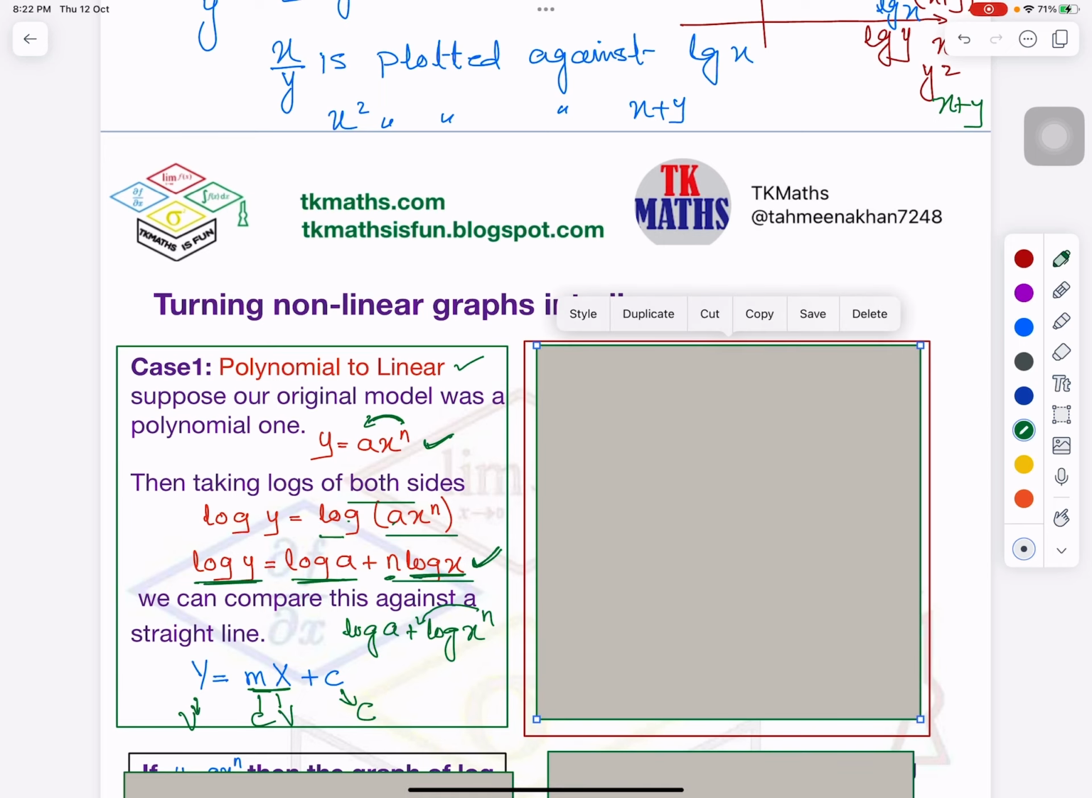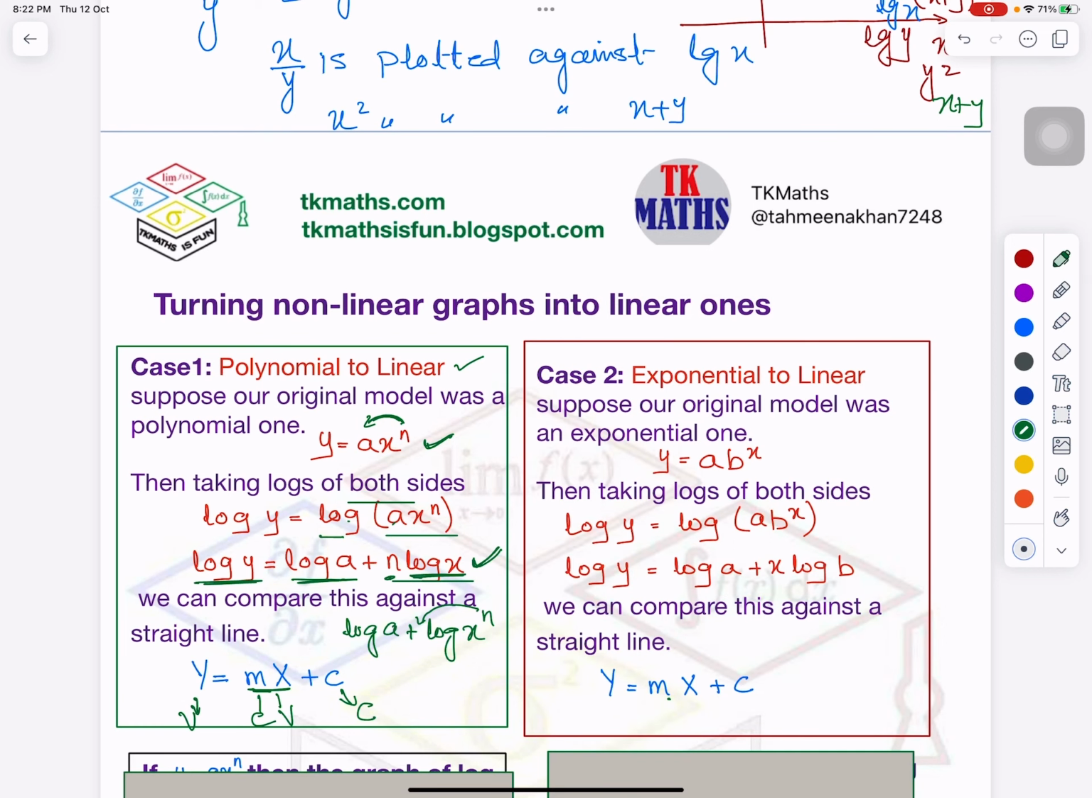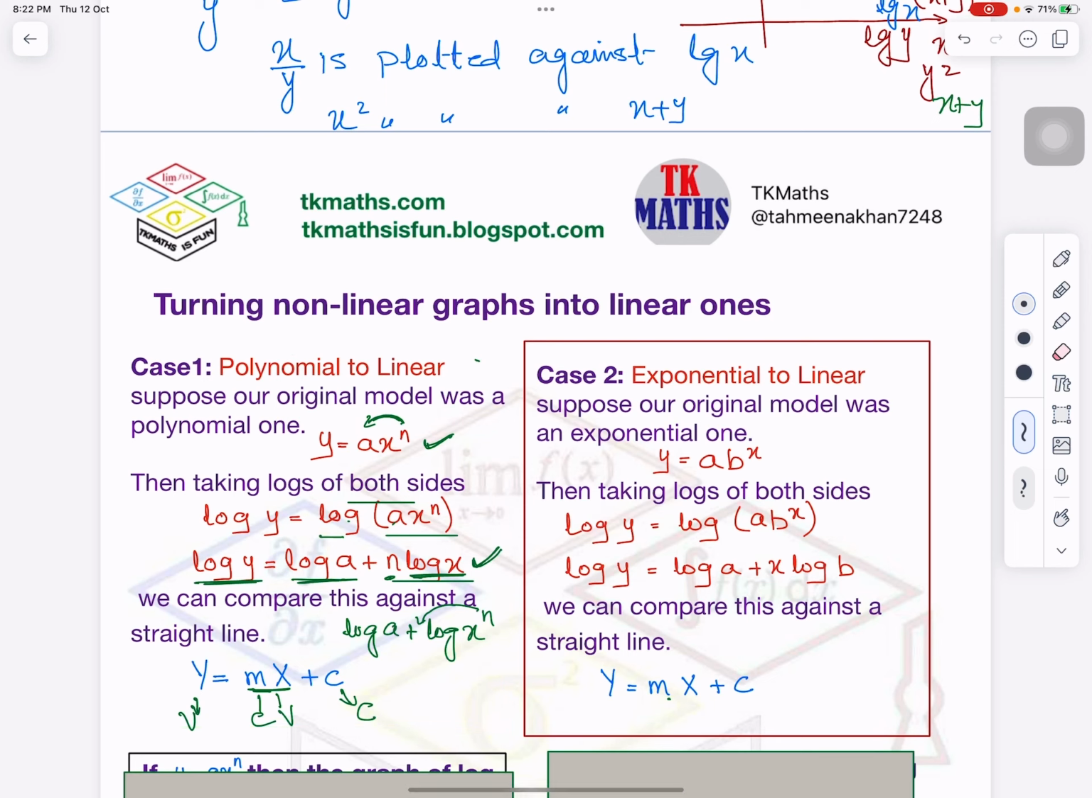Okay, I will take more examples. If you're not getting it, you will understand. Now this case is for exponential to linear. This one was polynomial to linear, and this is exponential to linear. Can you see the difference between the two? Which equation is called exponential, and which is called polynomial? What did you notice?